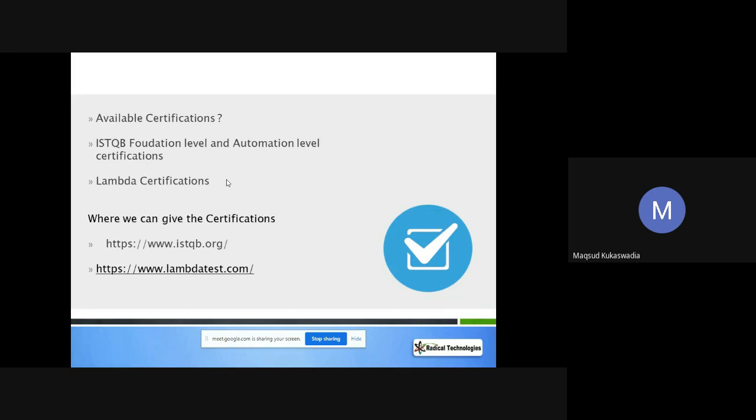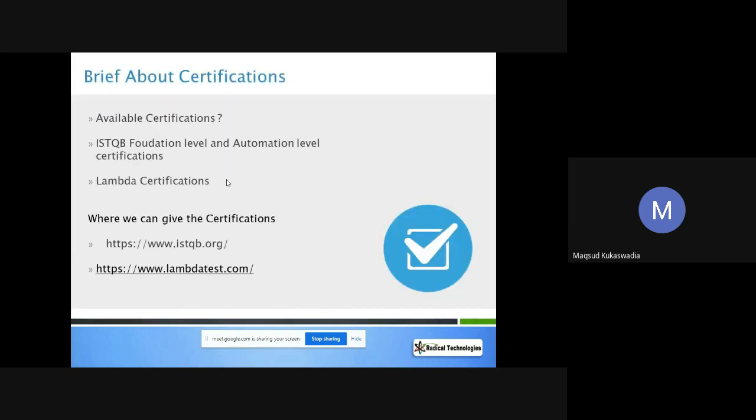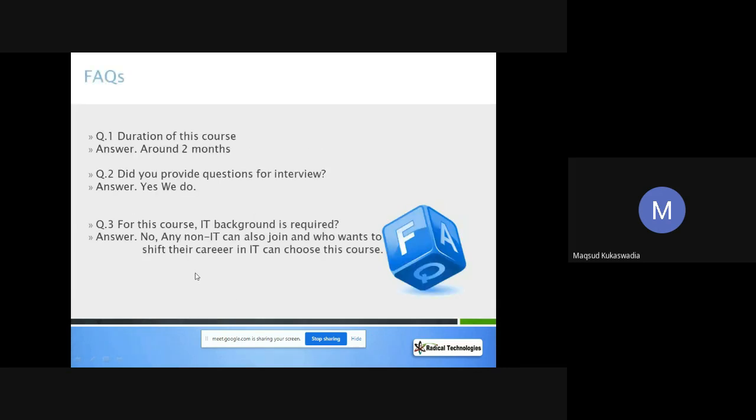Now, how many certifications are there? If you hold certificates, it helps with improvement in your work. Here we have ISTQB foundation level and automation level certifications. And for Selenium or any other technology certificate you want to get, you can use LambdaTest certifications. Both links I have shared here: one is istqb.org and the other is lambdatest.com. Apart from this, here we have frequently asked questions.